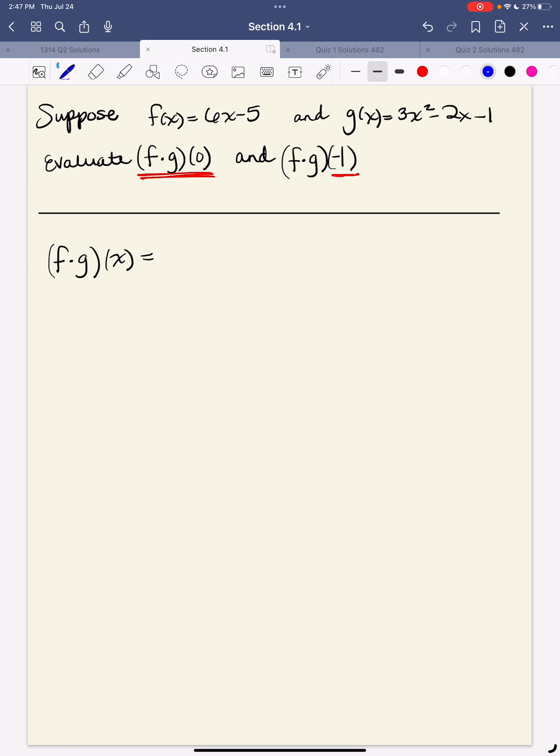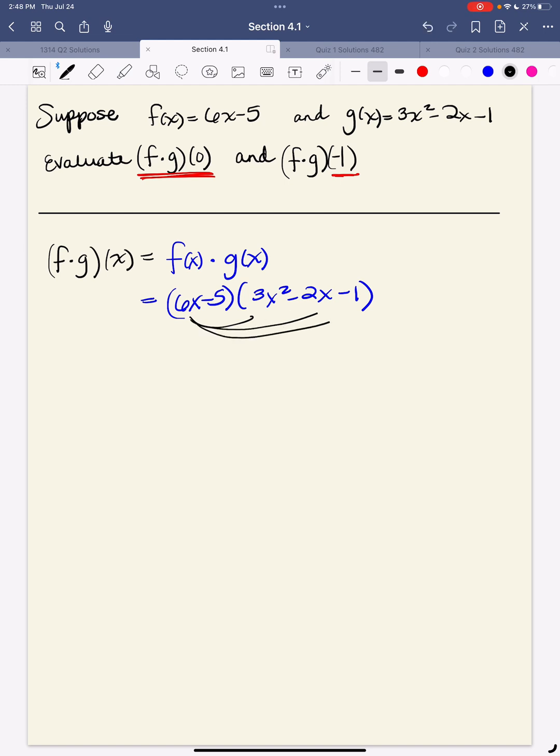So we know that f dot g of x is the same as f of x times g of x. So let's find this, and we know that that just takes 6x minus 5, and it's going to multiply to it a 3x squared minus 2x minus 1. So there's some definite FOIL that's going to happen. And I'm going to start by multiplying the 6x from my binomial to each term in the trinomial.